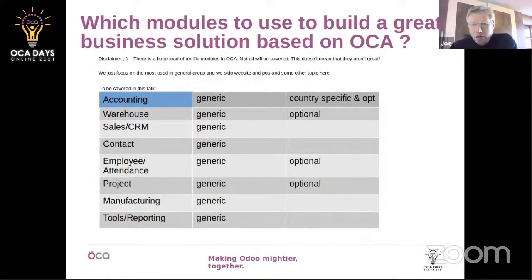So we are going to cover accounting today. There are a couple of serious situations where you need more than what is covered with the regular standard community product. And there are, on the one hand, generic modules that you can have. And then there are also additional country-specific and optional products or modules that you can actually put in. And I think you need both.